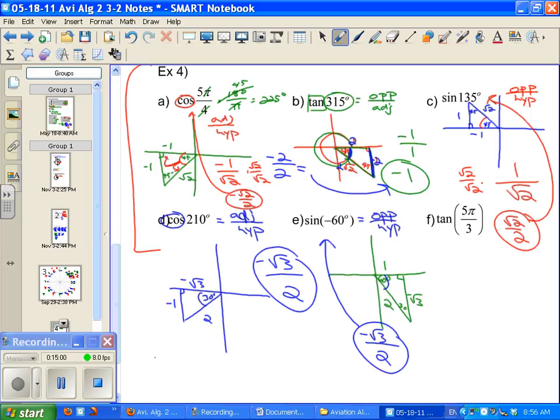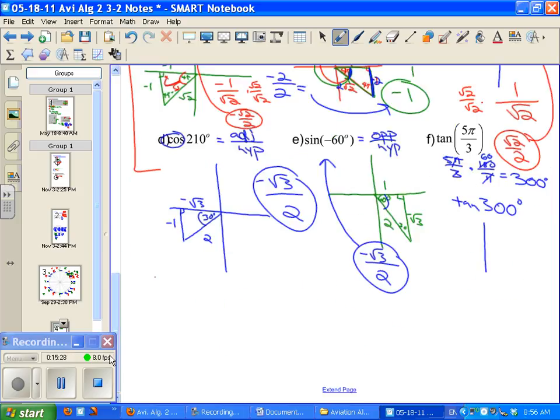All right, and then my last one over here, I want to turn 5 pi over 3 into degrees. So what do I multiply by? 180 over pi. Pi's cancel. 3 goes into 180, 60 times 5 is 300. Okay, so I want the tangent of 300 degrees. Where will 300 degrees get me? Fourth quadrant. Okay, so how far past the 270? 30 degrees. So it's going to be 60 away from here, right?